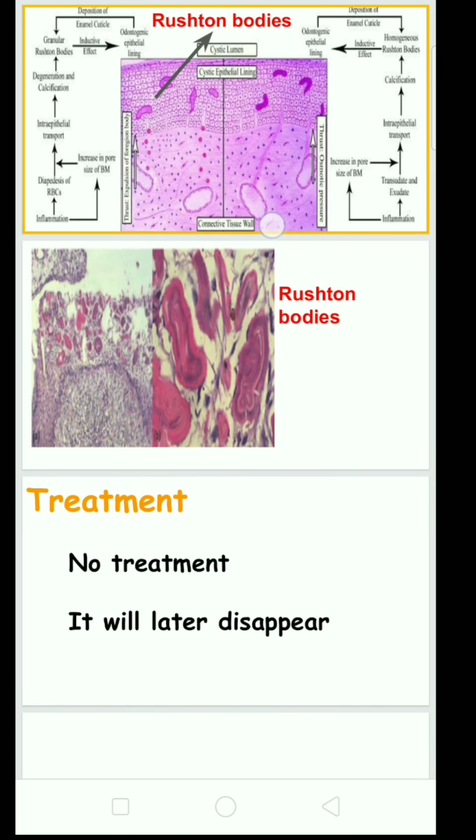The treatment is no treatment, because it will later disappear, so there is no need for any treatment.